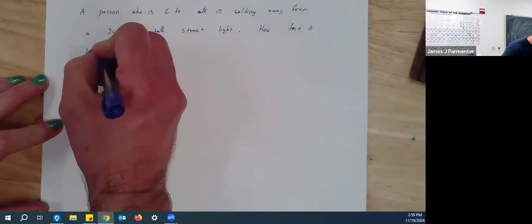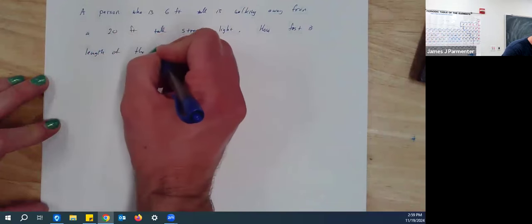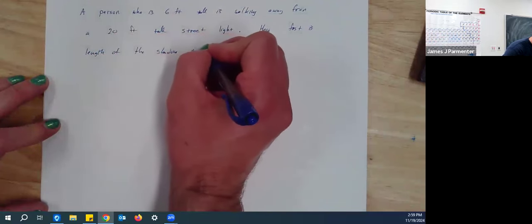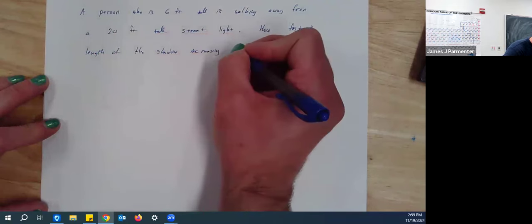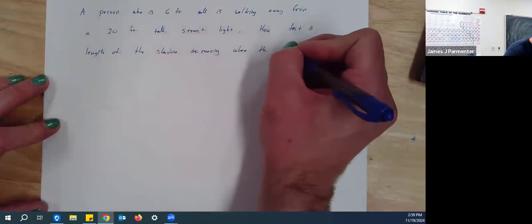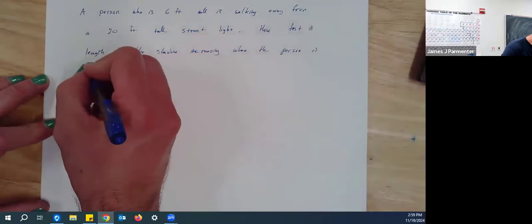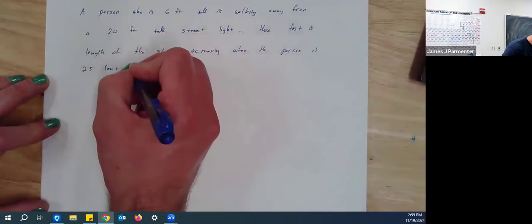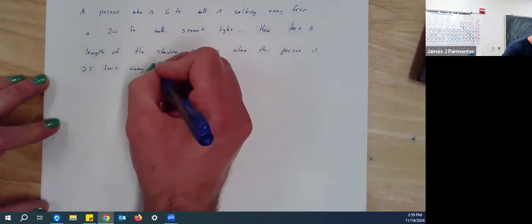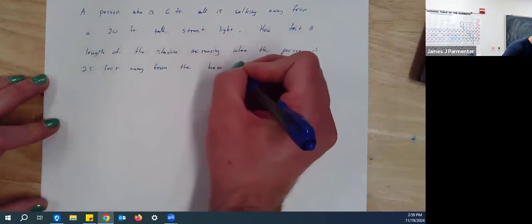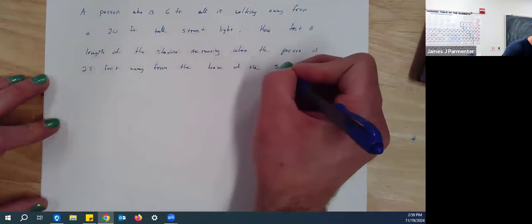So how fast is the length of the shadow increasing when the person is 25 feet away from the base of the lamp? Oh, street light. Good God.